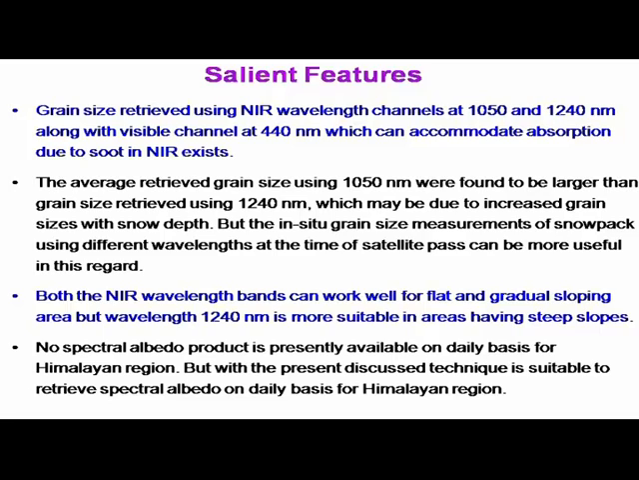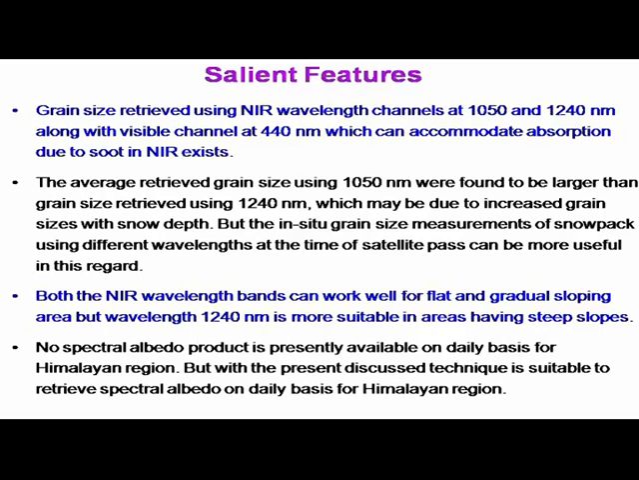Both the NIR wavelength bands can work well for flat or gradual slope areas, but from this study we have found that the 1240 nanometer wavelength is more suitable for areas having steep slopes, because with 1050 nanometer some of the slopes were saturating, where the reflectance was very close to 1, and then the grain size was not coming out correctly. So here you can say 1240 is more stable, more suitable in the case of steep slopes.